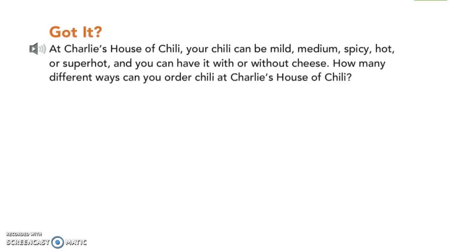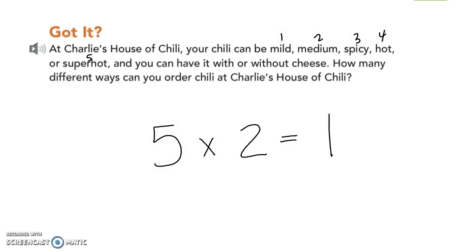We are choosing the heat of our chili and then the cheese of our chili. We have 1, 2, 3, 4, 5 heat choices. That's 5. That's my first decision. And then with or without cheese, that's my second decision. 2 choices there. So how many different combinations? 10 different outcomes. And I could list them out if I wanted to.